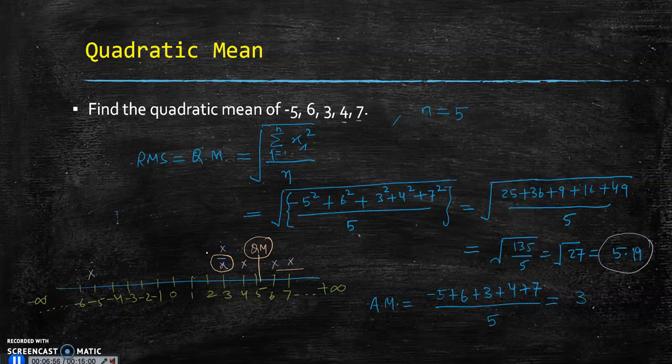So you can make it out: whenever you are involved with negative values and you want to find out the mean of the magnitudes, the quadratic mean is the more suitable measure. You can find more applications of quadratic mean.